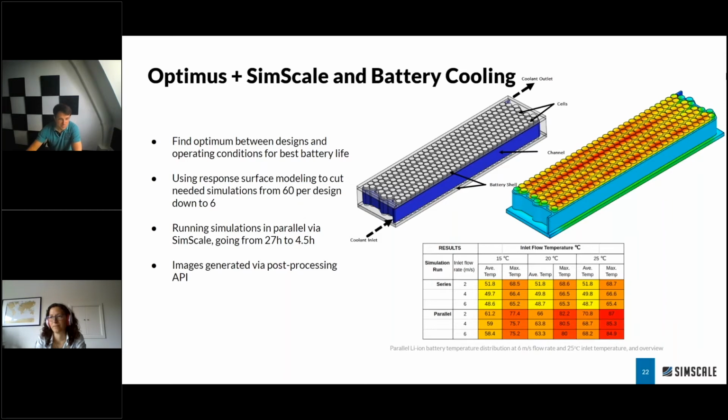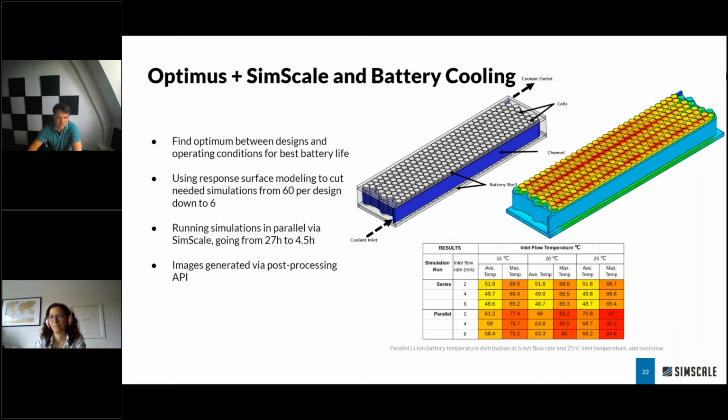And we also used Optimus again for this, again in a smart way to actually not run a full study across all the different parameter combinations. So we cut down the number of simulations that was necessary from 60 to something like 6 or so. And again, running in parallel, of course, which is one of the nice benefits that you have using SimScale, that you can run jobs in parallel without any performance impact on the negative side. And also cutting then again the simulation time down from 27 hours to something like 4.5 hours.